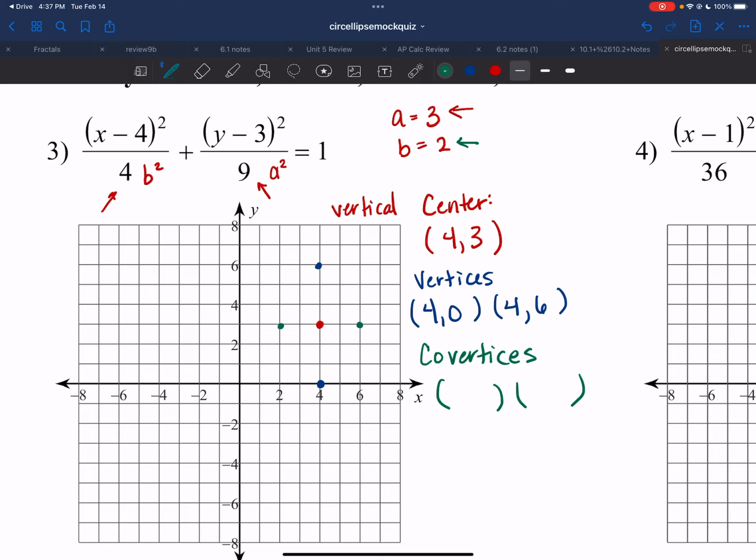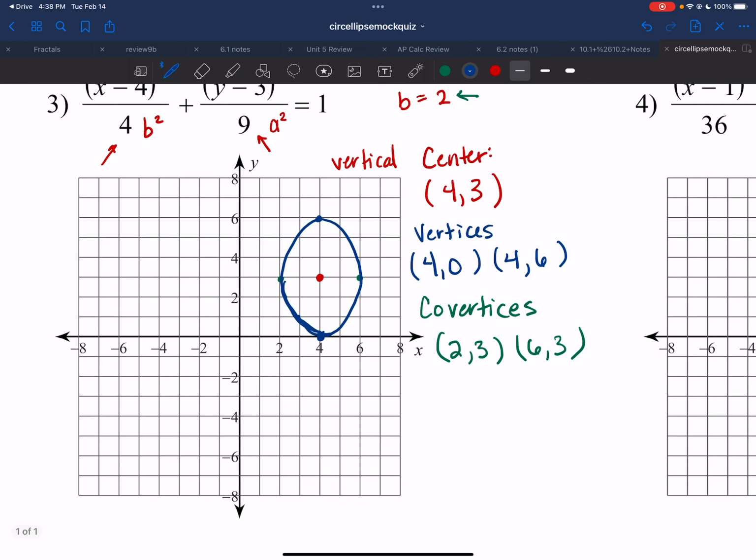And so now, let's go ahead and plot those lines. The first one I have is 2, 3. And the next one I have is 6, 3. Okay, so I'm just plotting these 2 lines and putting those in as co-vertices. All right, so now I'm ready to go ahead and draw this out. So I'm just going to connect the dots in a circular kind of pattern. Again, this is going to be kind of difficult to draw.